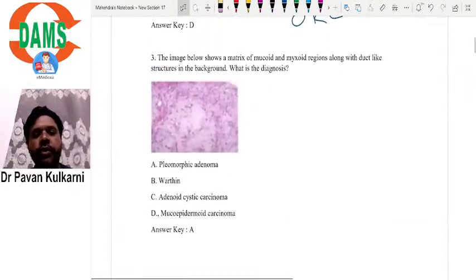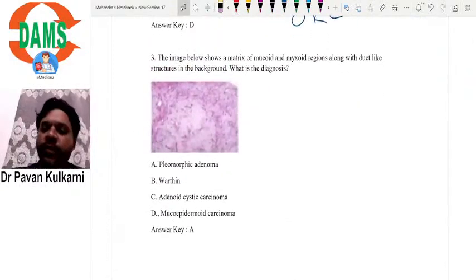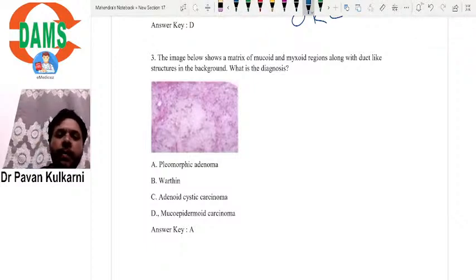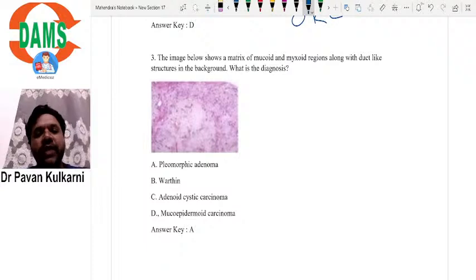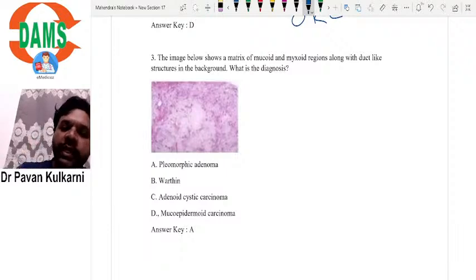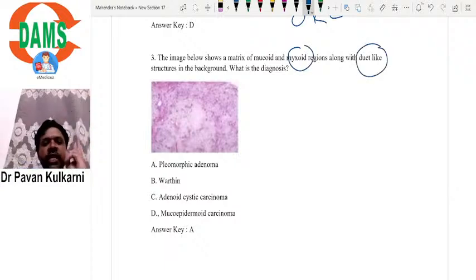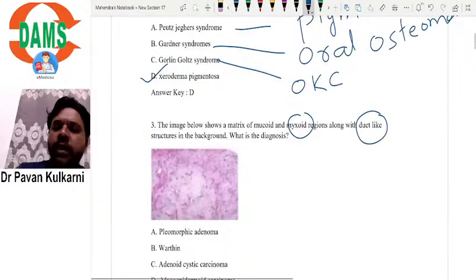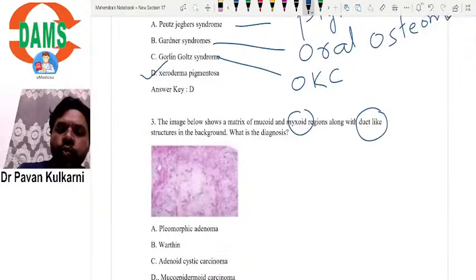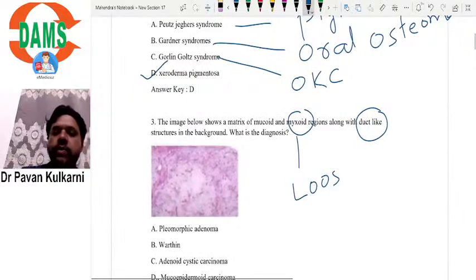Now moving on to the third question. The third question is a straightforward one which has been discussed very frequently. The image below shows a matrix of mucoid and myxoid regions along with duct-like structures. If you see these two words, myxoid and duct-like structures, what do you mean by myxoid? The word myxoid means loose area. That is called a myxoid area.